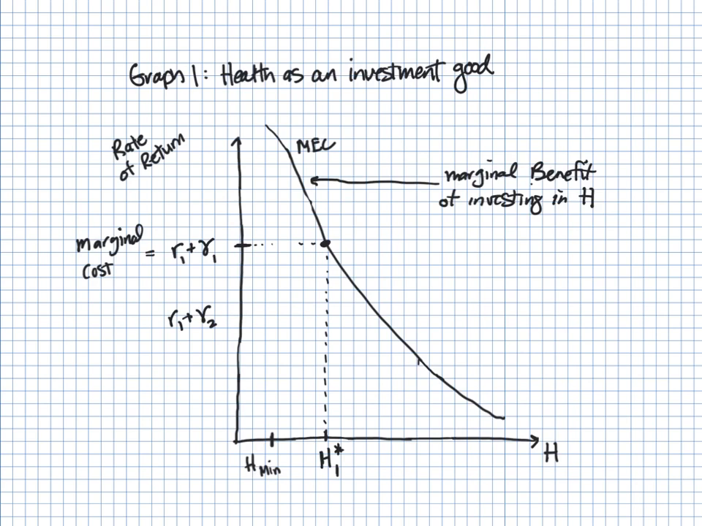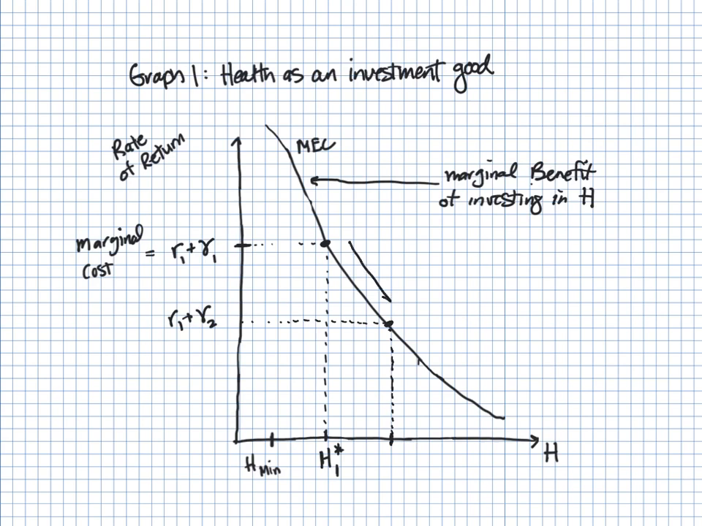Now, one reason why depreciation might be lower is because someone is younger, right? So in this model, when you're young, you have a low rate of depreciation, and when you're old, your health tends to deteriorate faster, and so the way we model that is by having a higher rate of depreciation. So R1 plus gamma 2, if gamma is lower, the cost of acquiring health capital is lower, and so we can see that this lower cost of capital is going to intersect the MEC curve down and to the right from where we were previously.